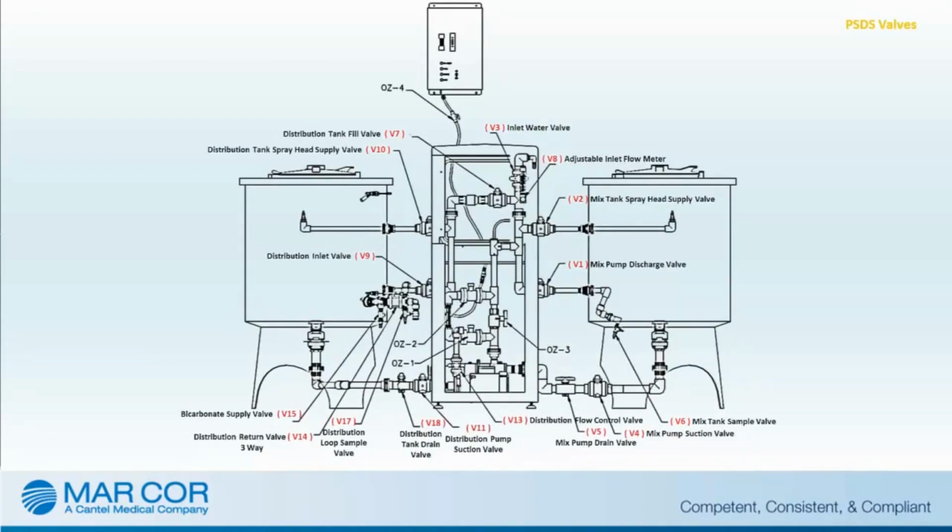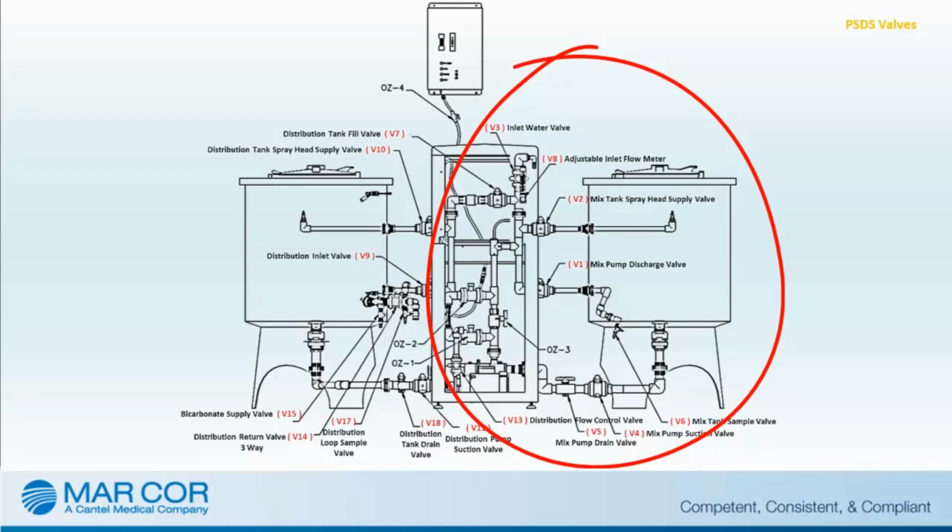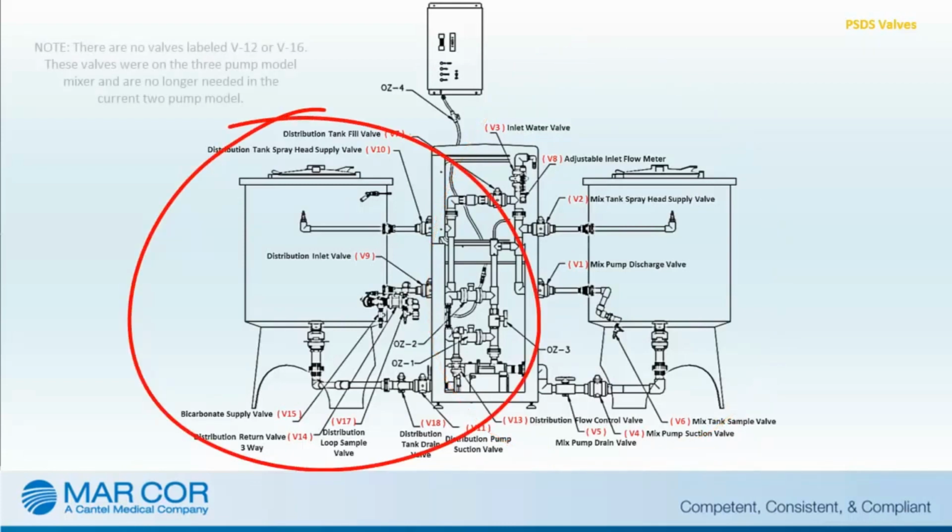Along with the tanks, pumps, and control switches, the PSDS incorporates valves that direct the flow of water, bicarb solution, and chemical disinfectant throughout the system. The valves are numbered V1 through V18, and the valves that will be opened or closed will depend on the specific procedure that is taking place. Valves 1 through 8 are primarily on the mix tank side of the system, and valves 9 through 18 are on the distribution side of the system.